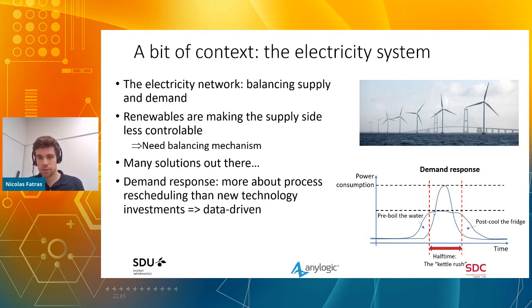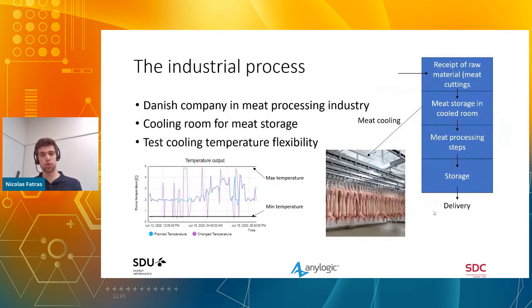The way you can do that is, for example, pre-boil the water before the halftime, or turn off the fridge during halftime and turn it back on again afterwards. So having smart devices. Now you'll tell me this is all good, but I don't have these devices at home. So how do I actually implement this? And this is where the industrial consumer comes into play.